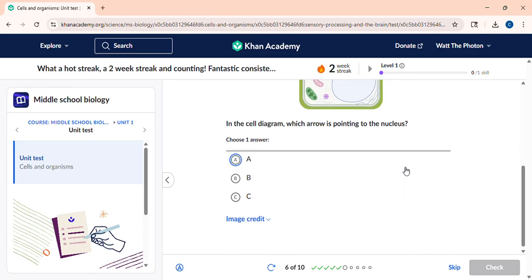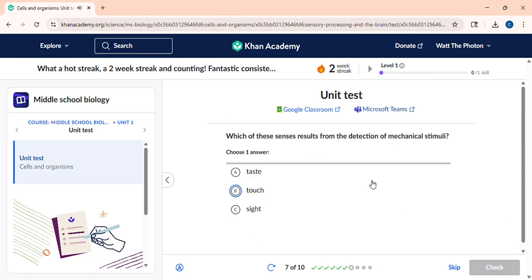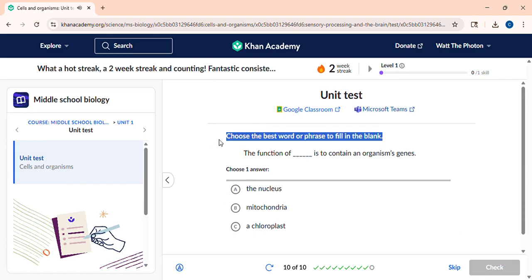Which arrow points to the nucleus? I guess B, big and round. Which of these results from mechanical stimuli? What's the smallest unit that can carry out the functions of life? A single cell. What are tissues made up of? Cells.